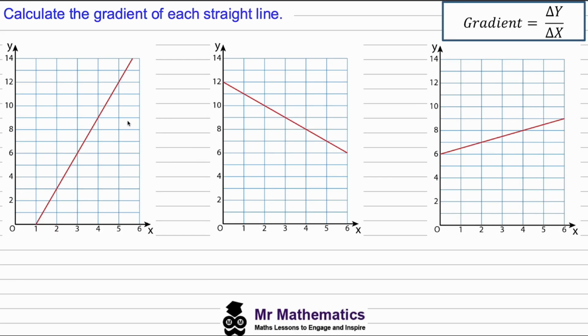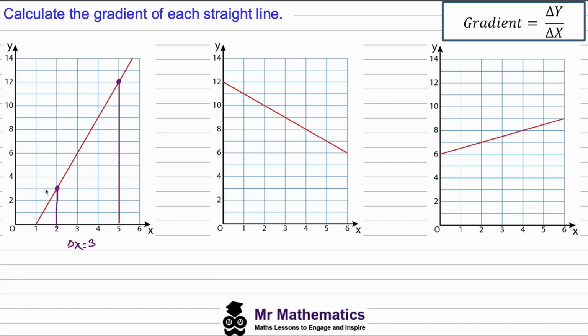So here we've got 3 straight lines, and we've been asked to work out the gradient of each. Do you want to try and work out the gradient of this first one? Okay, so we pick 2 points, any 2 points we like. I'm going to pick this point and this one. We can see the change in x from the 2 to the 5. The change in x is equal to 3.